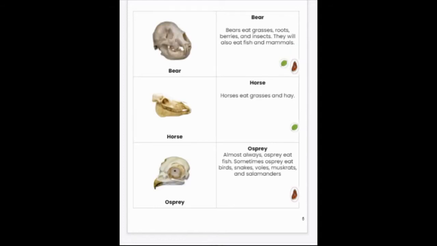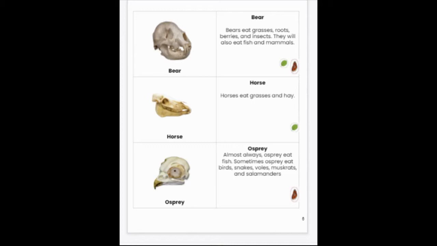Bear. Bears eat grasses, roots, berries, and insects. They will also eat fish and mammals. Horse. Horses eat grasses and hay. Osprey. Almost always, ospreys eat fish. Sometimes ospreys eat birds, snakes, voles, muskrats, and salamanders.